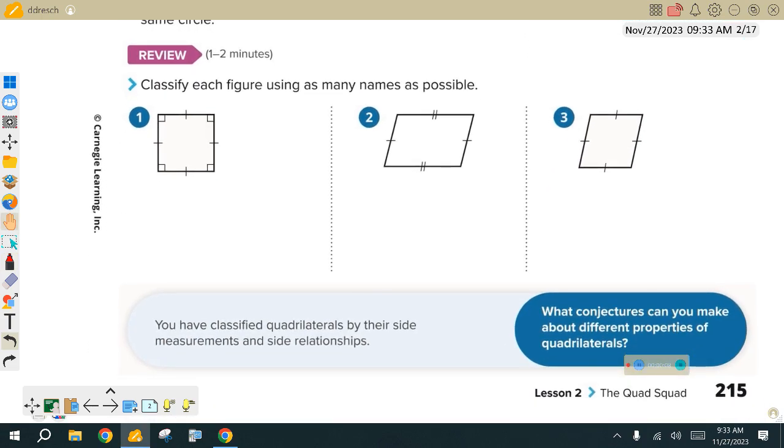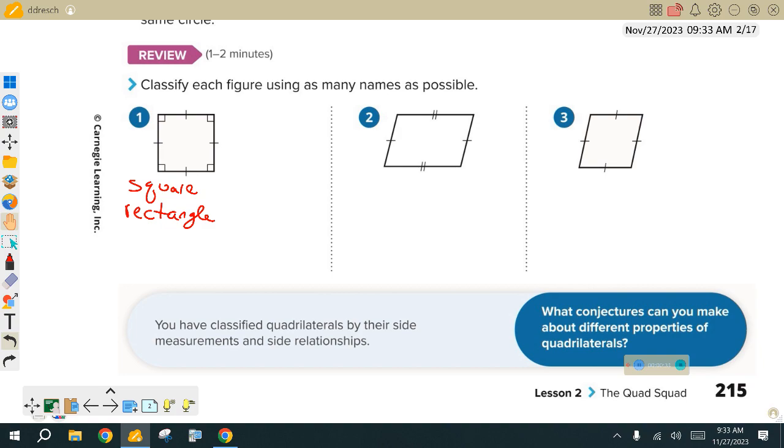So yes, it is. We know a square, right? We've got 4 congruent sides, and we've got 4 right angles. Okay. From a square, what else do we have? We've got ourselves, this is also a rectangle.